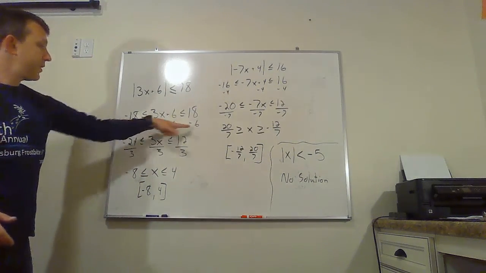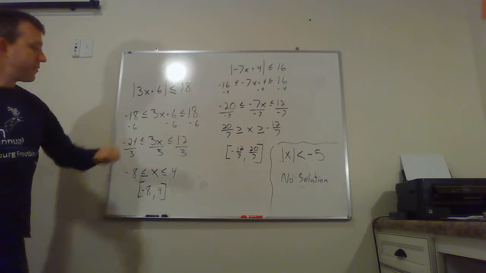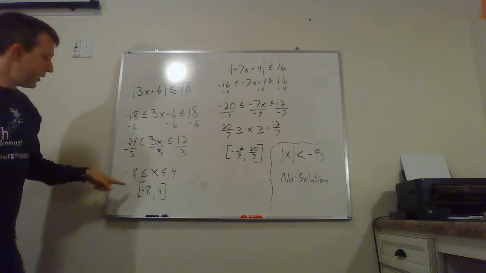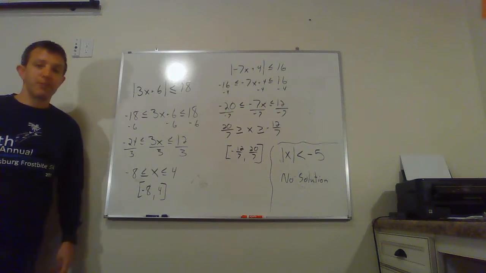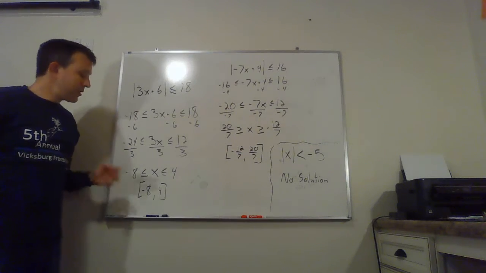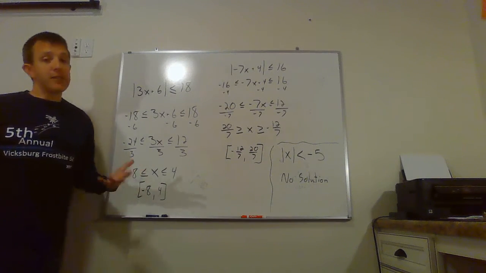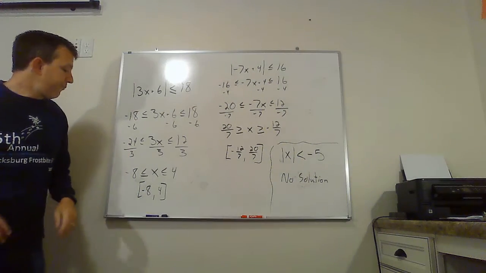So I subtract 6 from all three places, gives me negative 24 less than or equal to 3x less than or equal to 12. Divide by 3, and we end up with negative 8 is less than or equal to x is less than or equal to 4. So our solution set then in interval notation is from negative 8 to positive 4. We have brackets because both numbers are included.